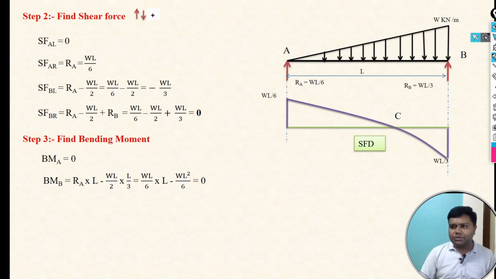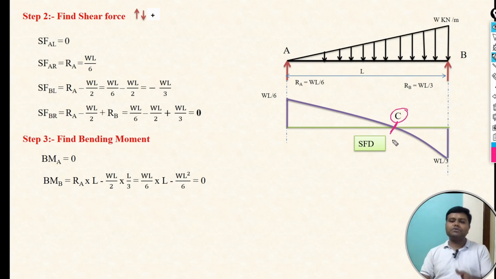And if we see over here, bending moment at A point is 0 and bending moment at B point is 0. So at both points bending moment is 0. But if we see the shear force at this particular point, let's say this point is C, the shear force at C point is 0. It means the bending moment at this point is maximum. Okay, bending moment at this point should be max, and now we have to calculate that bending moment.